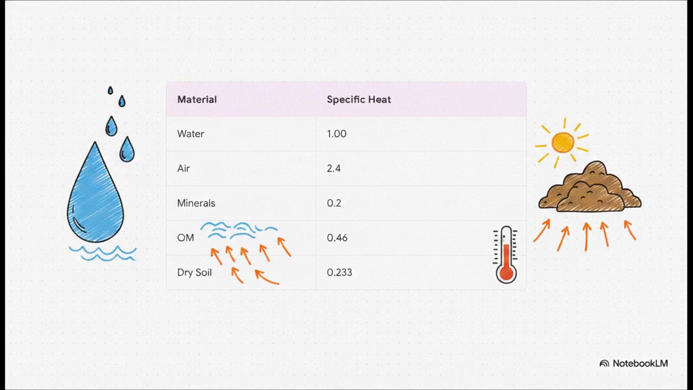This chart brilliantly illustrates why different soil conditions warm up at completely different speeds. Water is our baseline, sitting at a specific heat of 1.00. Air is much higher, at 2.4. But look at dry soil. It's way down at 0.233. And soil-forming minerals? Even lower, at 0.2. What this tells us is that water demands a massive amount of heat to warm up, whereas dry soil or minerals, they heat up incredibly fast with way less energy.